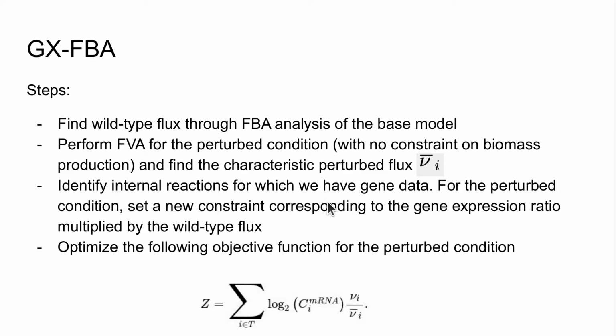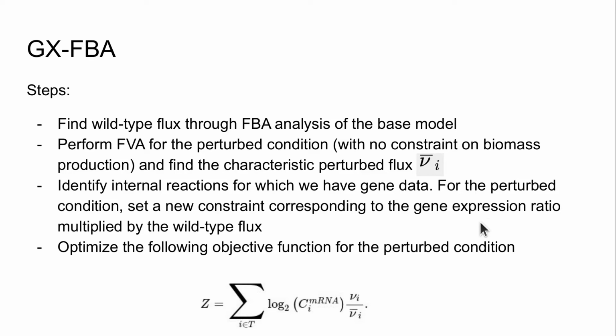So for instance, if reaction 5, which is associated with gene 5, has a flux of 1 in the wild type, and the expression ratio of the perturbed condition relative to the wild type is 2, then we're going to set an upper bound on the flux in the perturbed environment to be twice the wild type flux. Since this gene would be upregulated, since it has a higher rate of expression than the wild type, we set this as an upper bound.